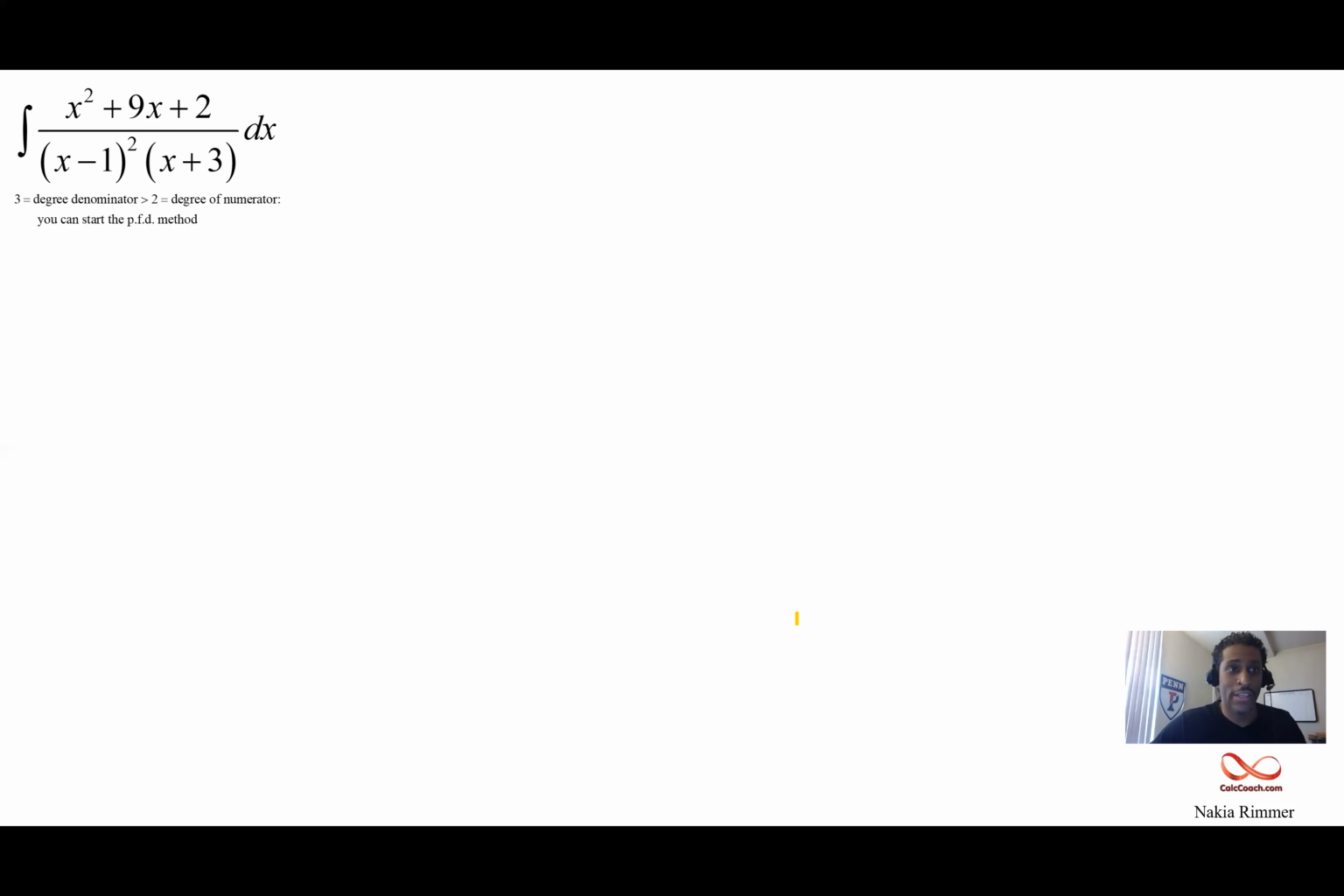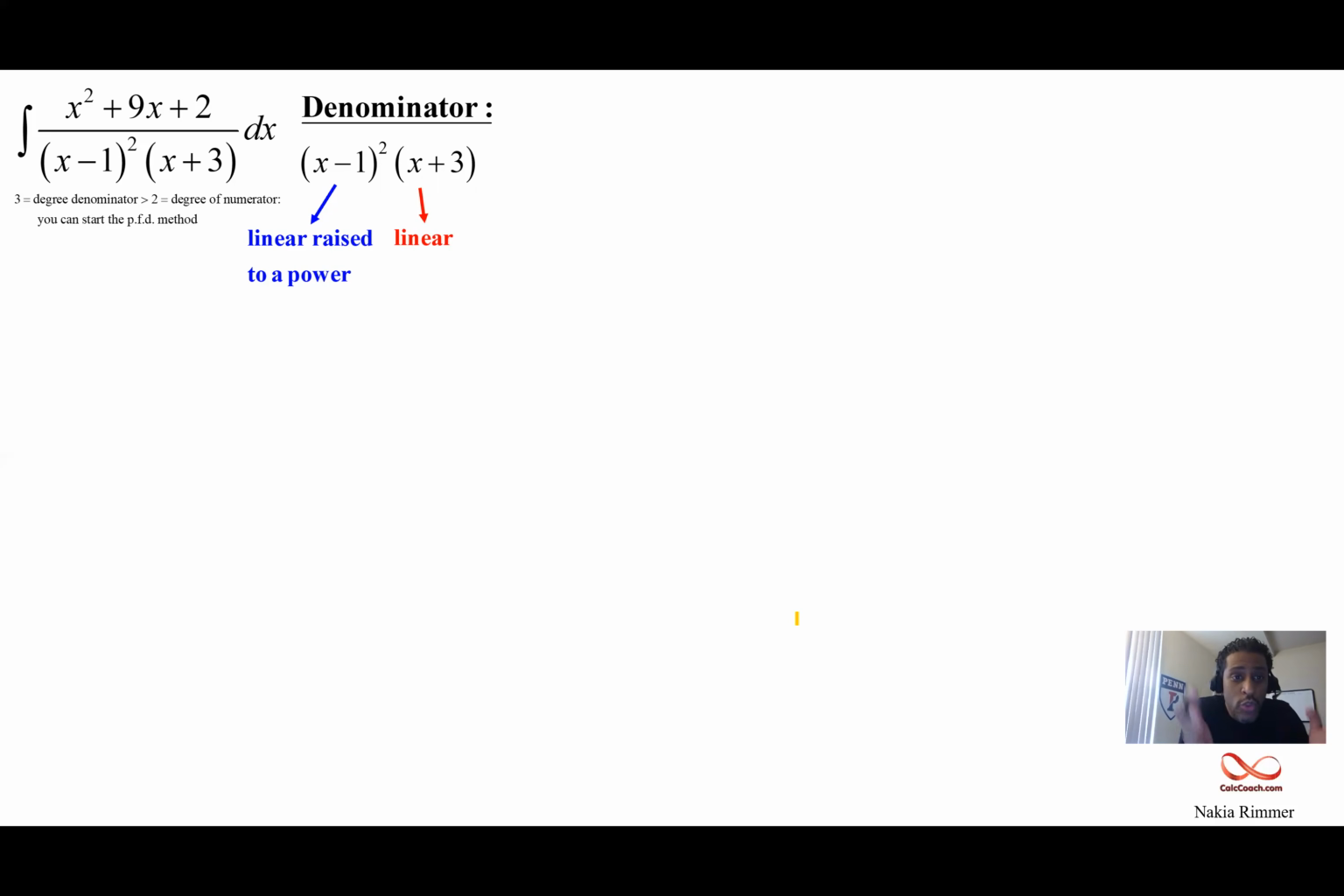All right. So what's the process? Zero in on the denominator. All your attention is there. Correctly identify what these terms are. The x minus 1 quantity squared, that is a linear that's raised to a power. The x plus 3, it's just a linear. So then how do they decompose? They decompose in the following manner.